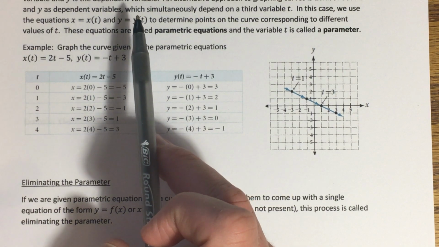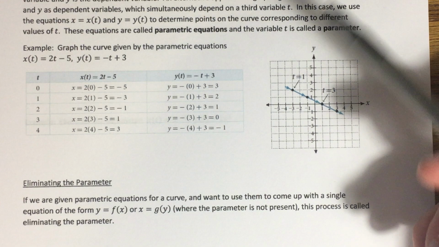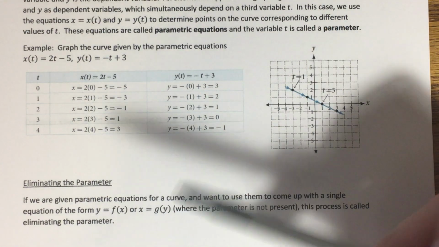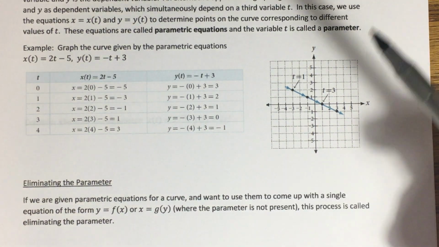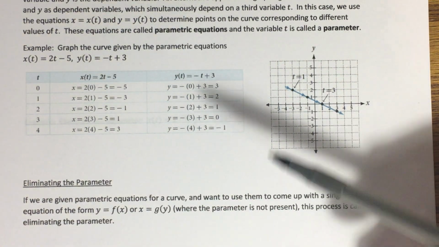So eliminating the parameter is the process of taking, in this case, a pair of parametric equations and combining them somehow into just a single rectangular equation or a Cartesian equation. What we mean by that is an equation that only involves x and y, and the variable t, or the parameter t, is not present anywhere. So that's why we call it eliminating the parameter, because the result won't show the parameter anywhere.